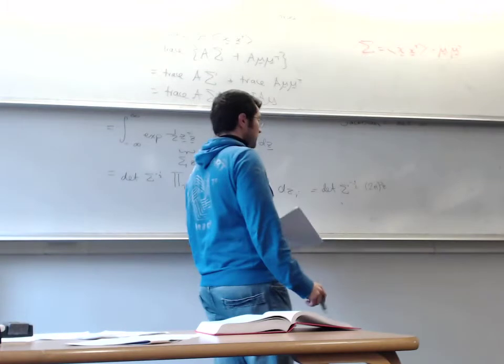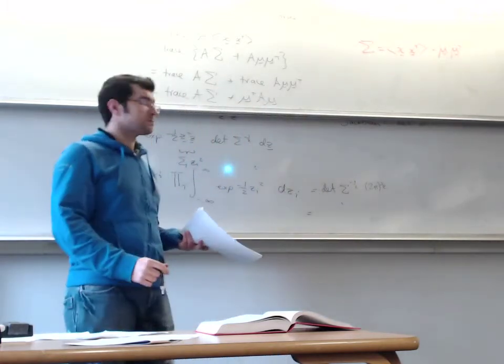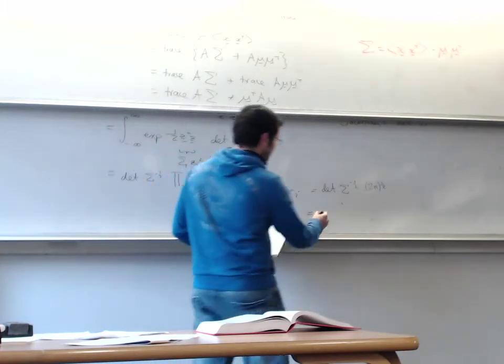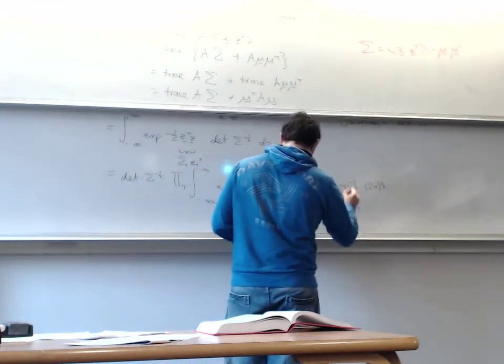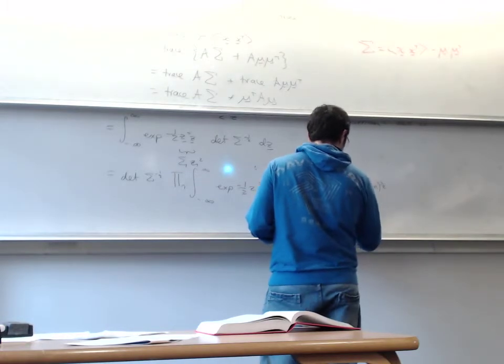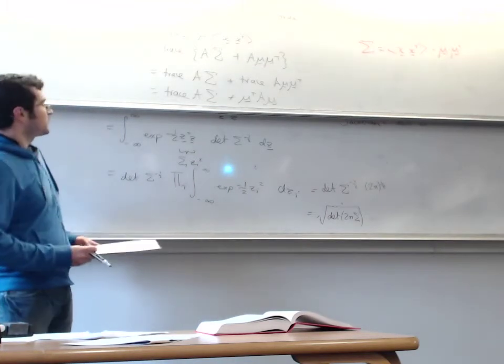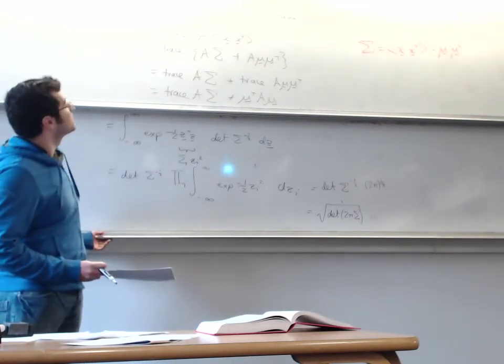This just gives us the thing that we would expect from a multivariate Gaussian, because I presume we've already seen the multivariate Gaussian distribution function. It's actually the square root of det 2 pi sigma. And that answers the question for that.